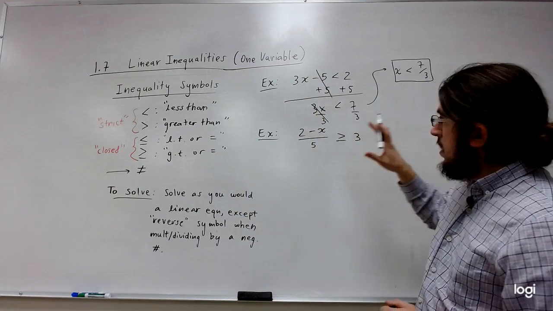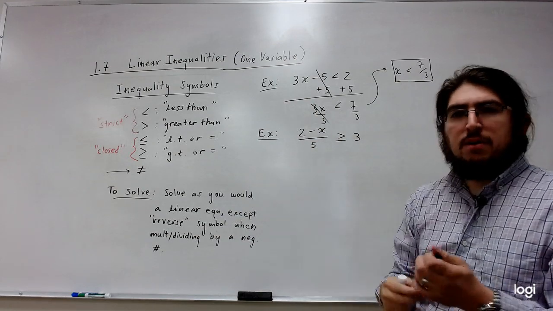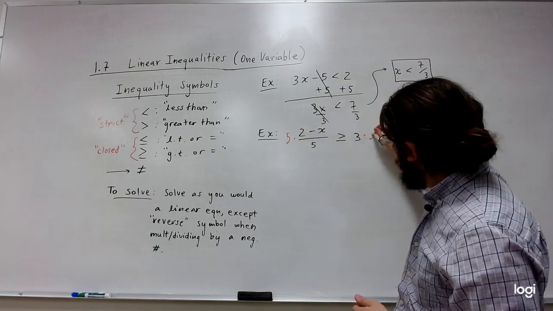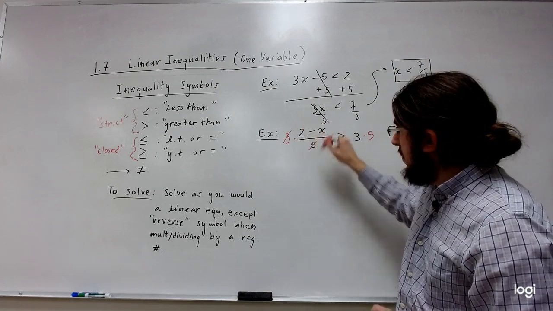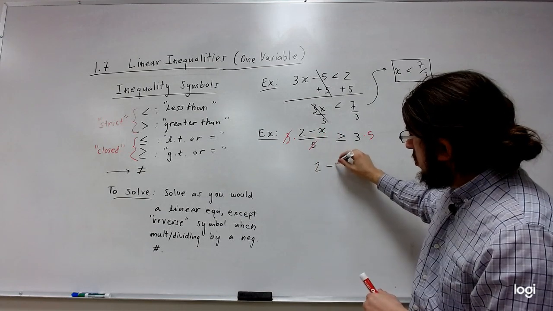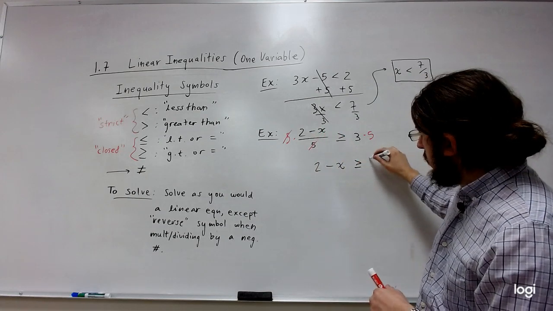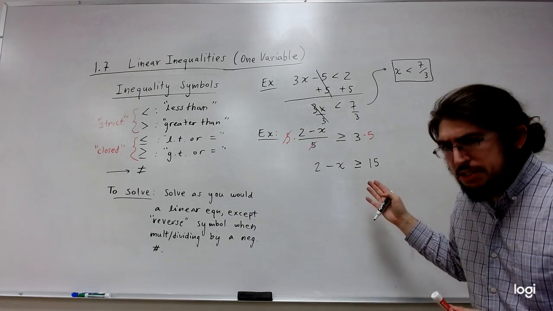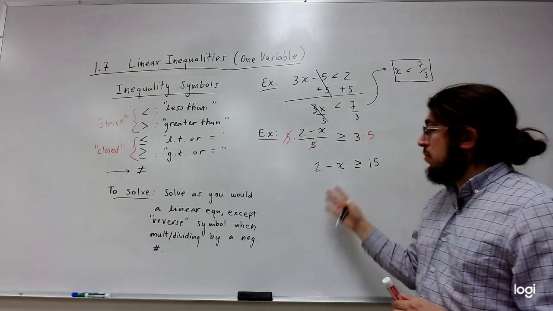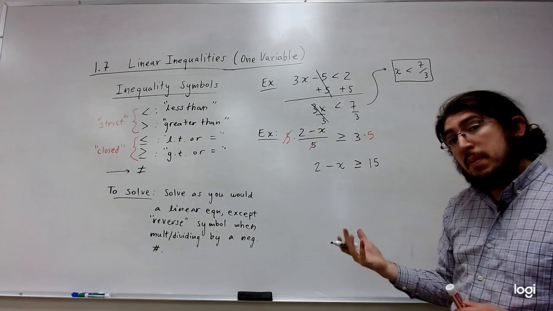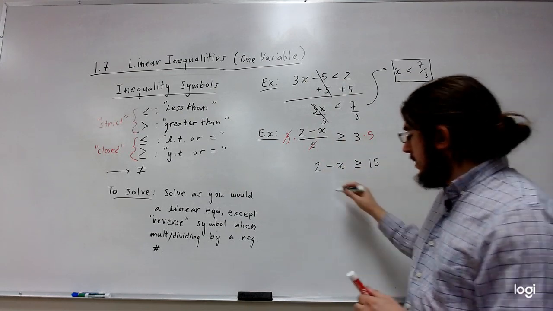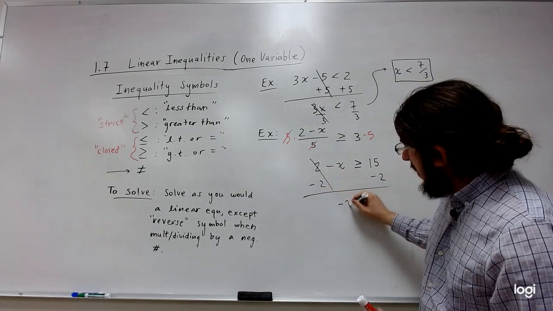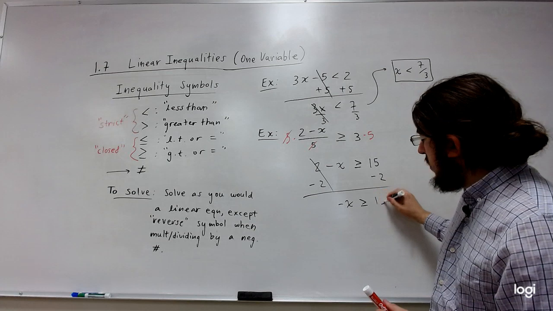Okay. For this next example, it's going to be fairly similar, only since there's a fraction, we can get rid of fractions by multiplying each side by 5 first. On the left, they cancel out, so we just get 2 minus x is greater than or equal to 15. Now notice the symbol didn't change because we didn't multiply by a negative, we only multiplied by a positive 5. If you multiply by negative 5, the symbol changes, but we didn't. Then subtract 2. So we get negative x is greater than or equal to 13.